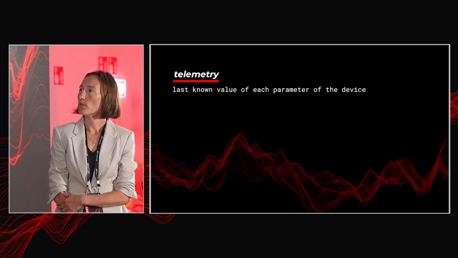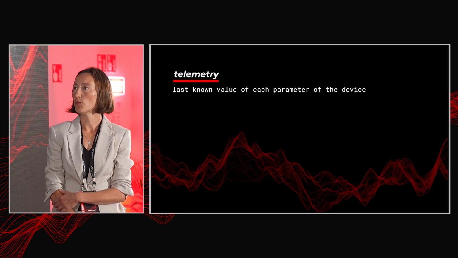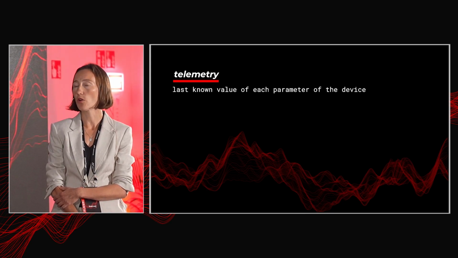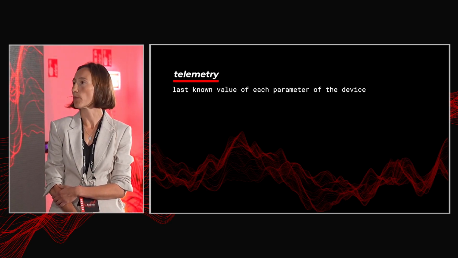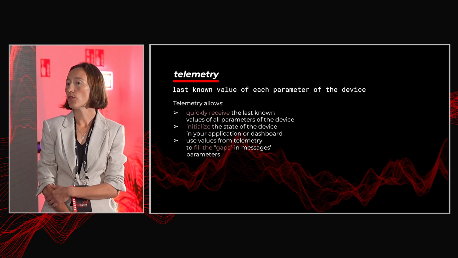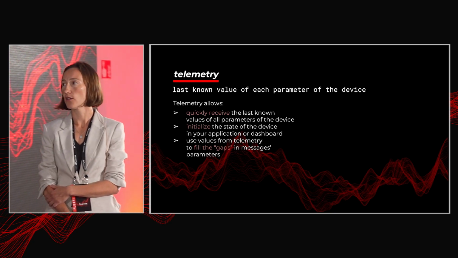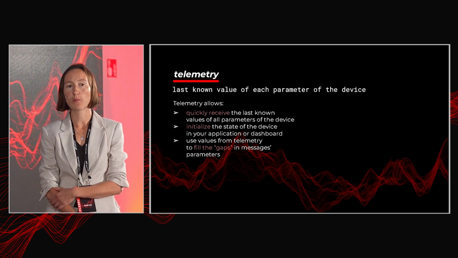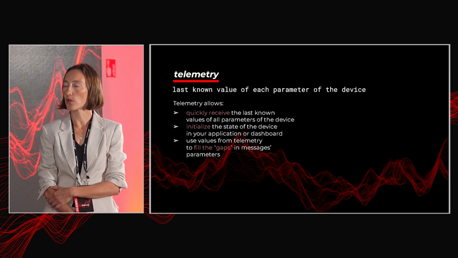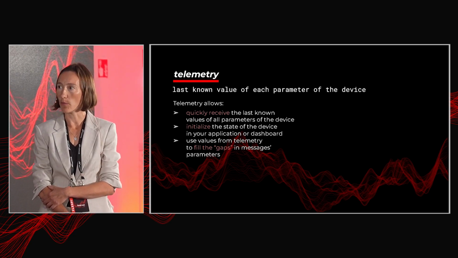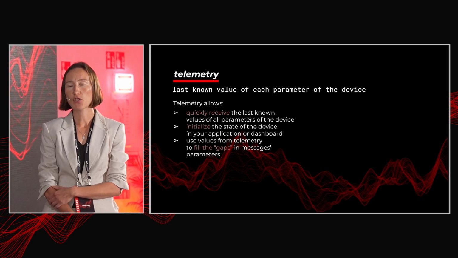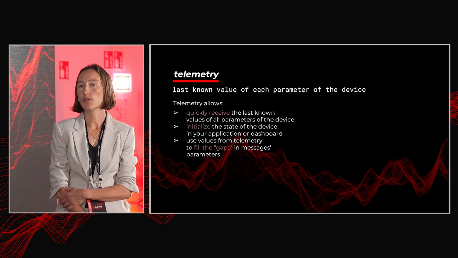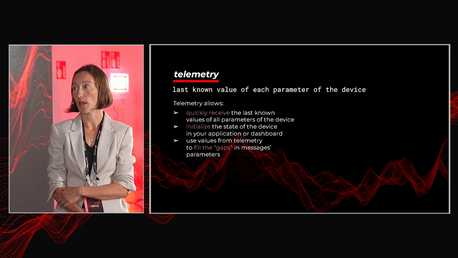Another feature of flespi device is telemetry. Telemetry keeps the set of last known values of each parameter of the device with corresponding timestamp. With telemetry, you may quickly initialize a device in your application. For example, quickly draw the last known position of the vehicle on the map without the need to iterate messages back to the history looking for the last message with position, or without the need to keep this data on your side.